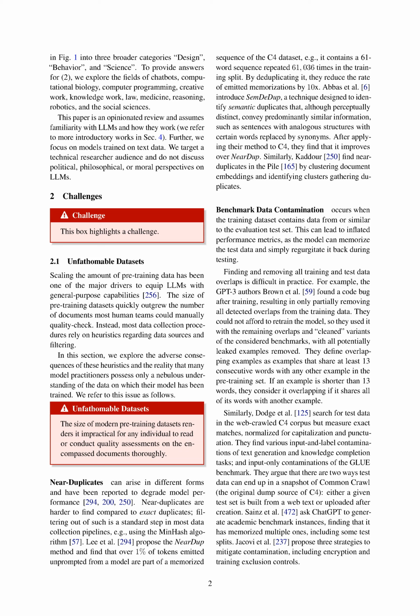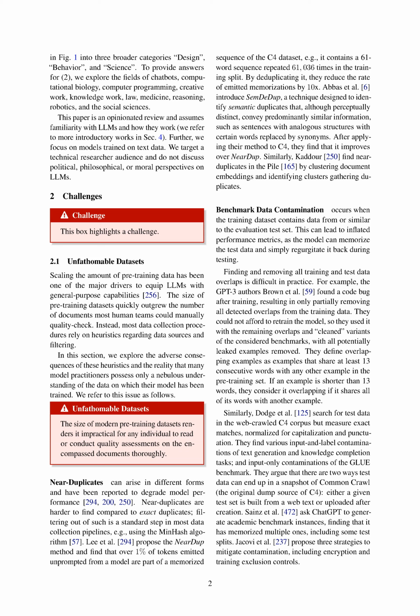Techniques have been proposed to reduce this issue, such as deduplication, which can decrease the rate of emitted memorizations. Further, techniques have been introduced to identify semantic duplicates. These are data entries that may appear different but carry similar meanings. These methods have shown improvement over standard deduplication techniques. Likewise, near duplicates have been discovered in other datasets through the method of clustering document embeddings and identifying clusters that gather duplicates.